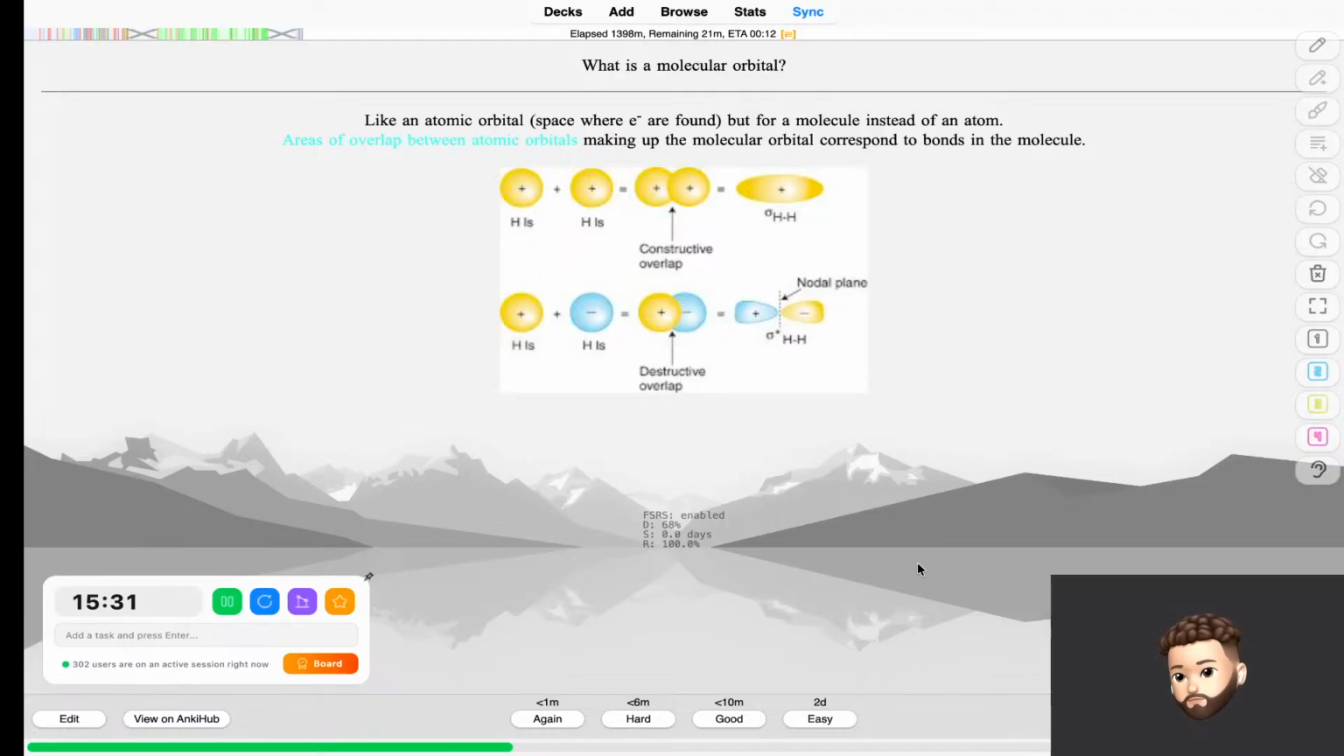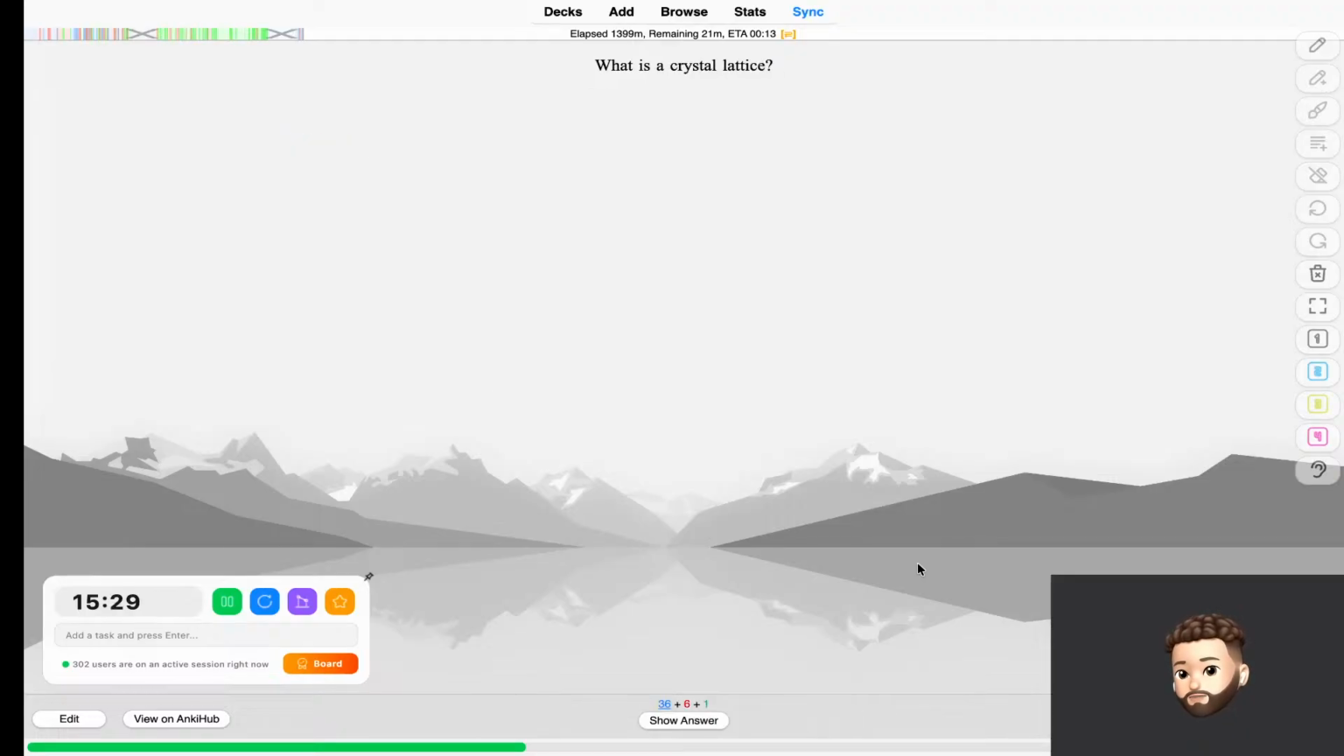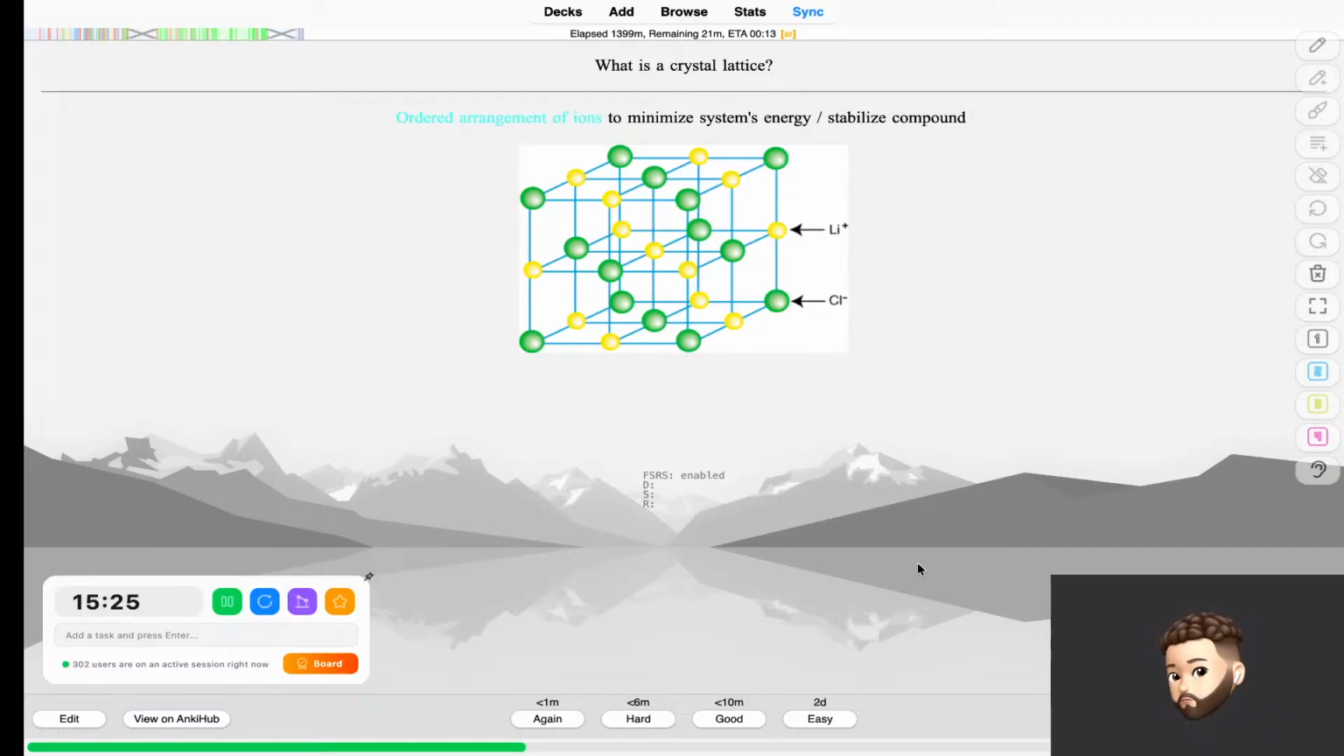Oh, I read this card wrong the first time. We have to click again. What is a crystal lattice? An ordered arrangement of ions to minimize the system's energy and stabilize a compound.